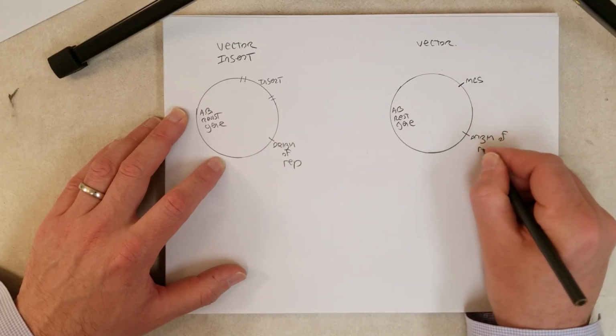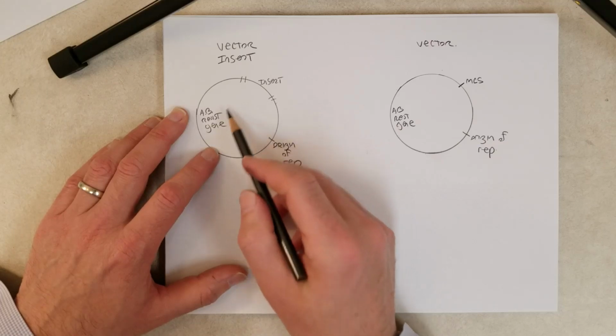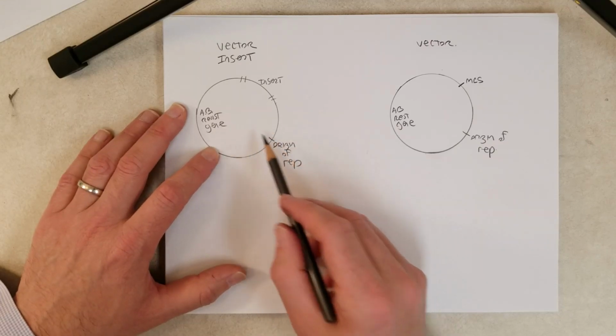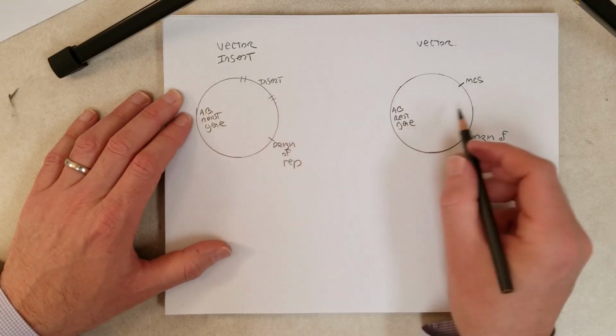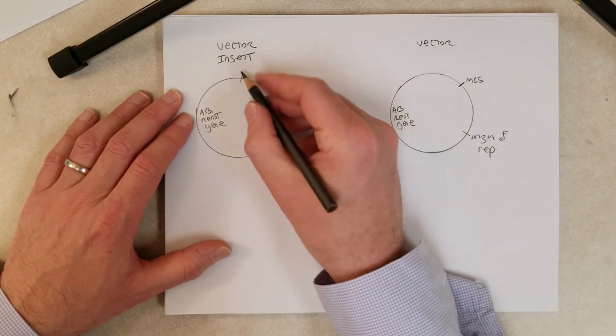And what is that for? So once we get these into a bacterium, the origin of replication will be used by the host replication machinery to replicate the plasmid. Now, there's something else in here, right?